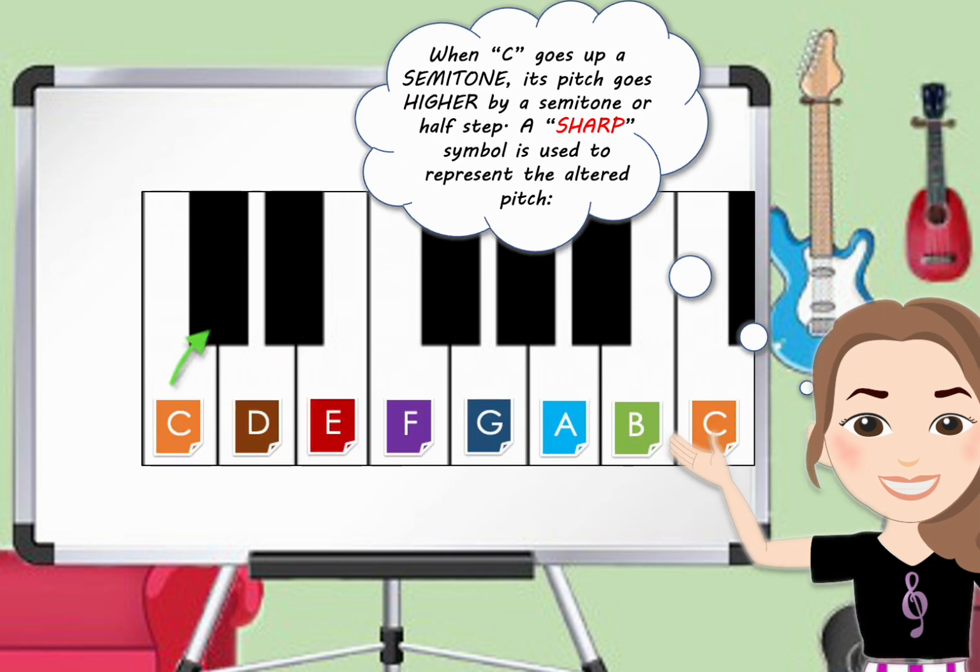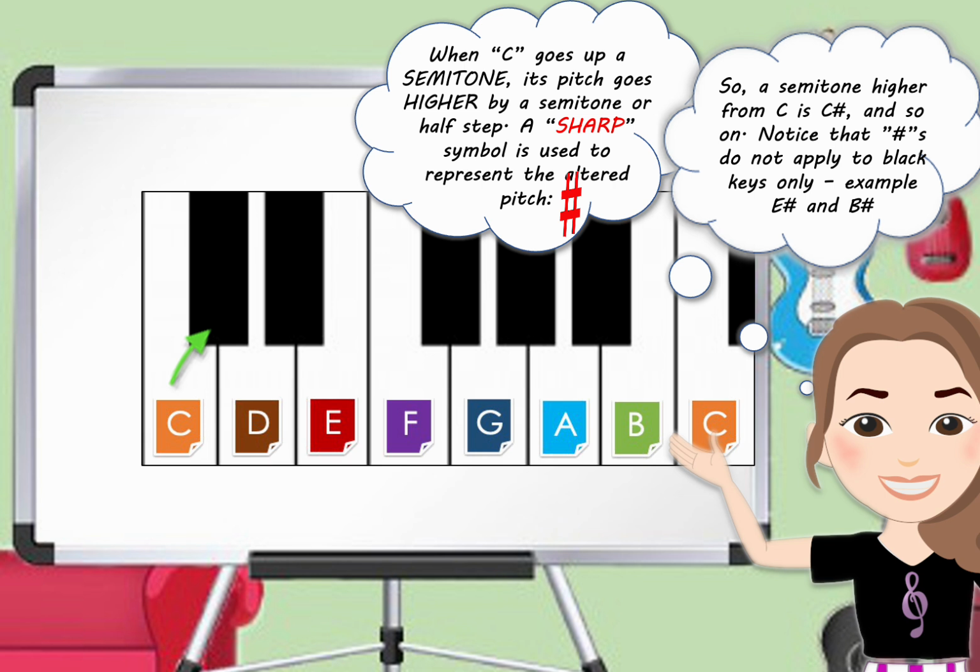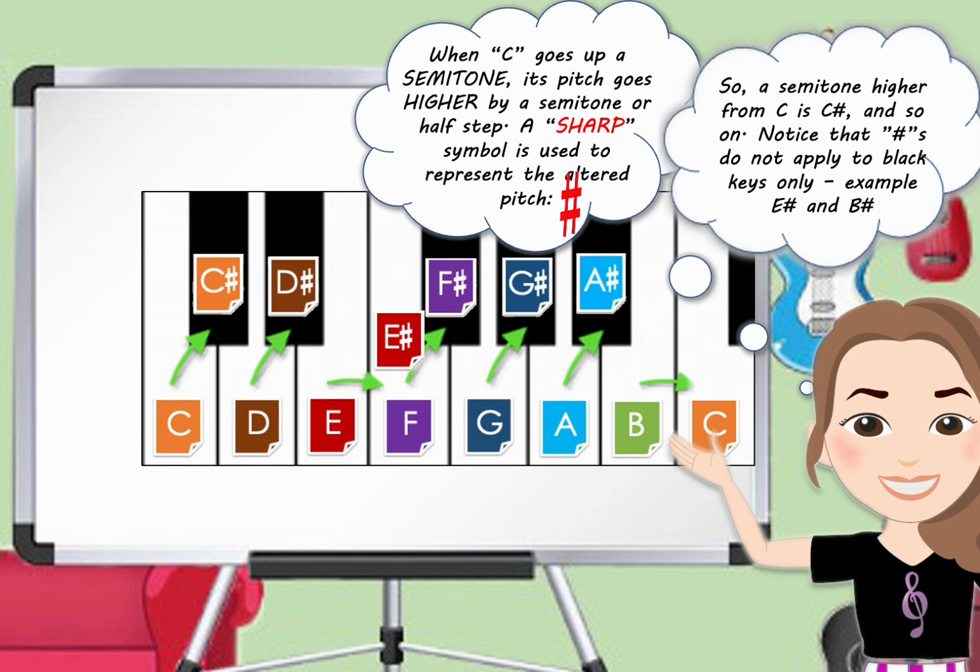When C goes up a semitone, its pitch goes higher by a semitone or half step. A sharp symbol is used to represent the altered pitch. So, a semitone higher from C is C sharp, and so on. Notice that sharps do not apply to black keys only, for example, E sharp and B sharp.